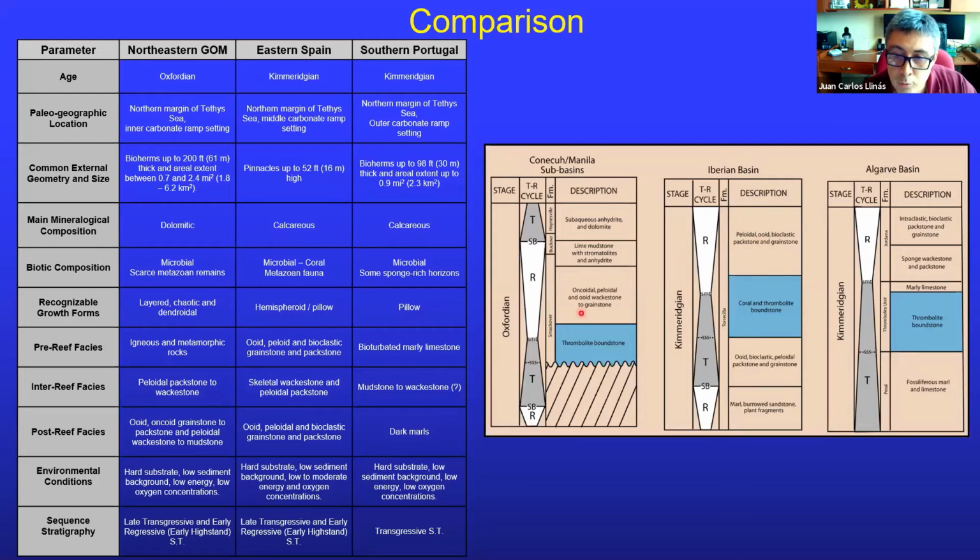covered by this. And in the case of the Algarve Basin, probably because it was in a more distal area, it started to develop early during the transgression. It was not able to reach the turning point and it was drowned before we got into the regressive cycle.